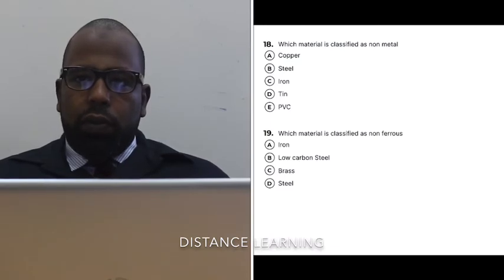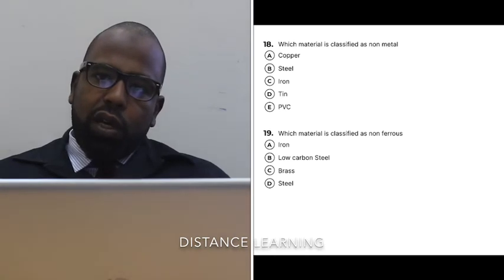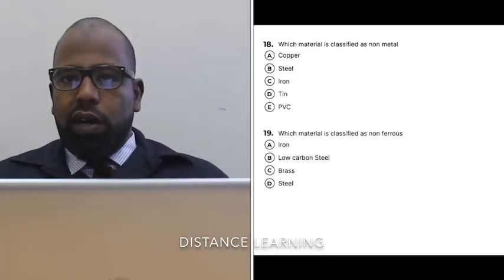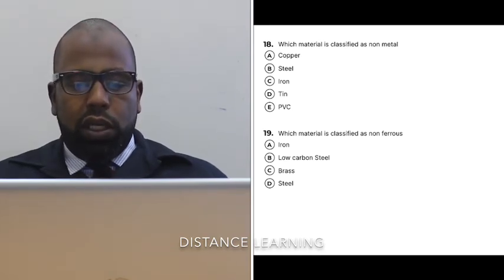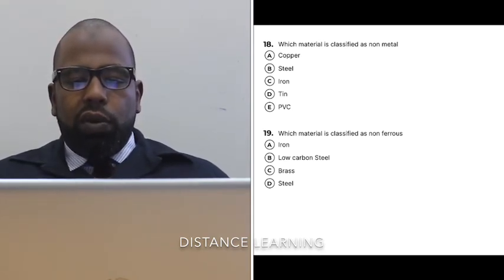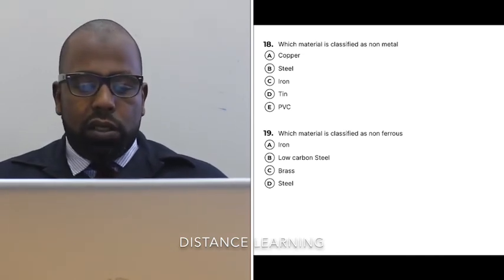Metals and non-metals, you should be aware of what is a metal and what is a non-metal. According to the periodic table, most of the materials falling in a certain part of the periodic table are classified as metals, and certain materials are classified as gases and liquids, and you should be able to distinguish between each one of them. So here you've been given a question of metals and one non-metal, and you should distinguish. Copper is a metal, steel is a metal, iron is a metal, tin is a metal, PVC is a plastic material which is classified as non-metal.